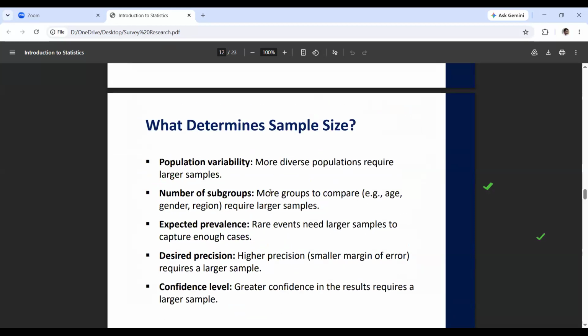Now coming to what determines sample size. Once you have defined the sampling strategy, you need to compute sample size. Sample size varies across studies.